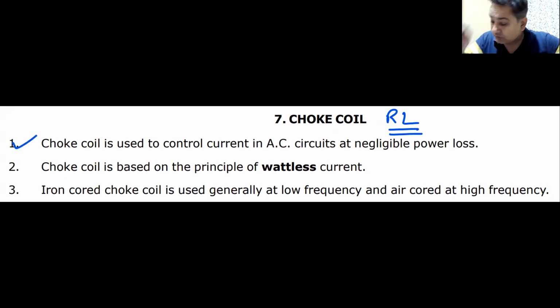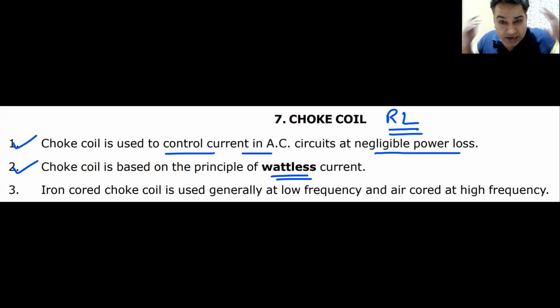A choke coil used to control current in an AC circuit at negligible power loss is based on the principle of wattless current. What is wattless current? L is very high, R is very less. L does not consume any power. That current which L or C consumes is known as wattless. Iron core choke coil is used generally at low frequency, where XL is very low, and air core at high frequency. This is just for your information.